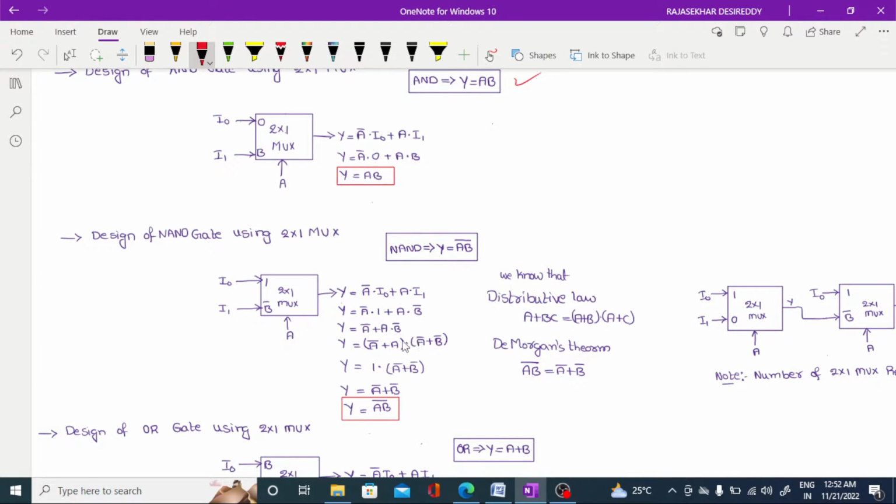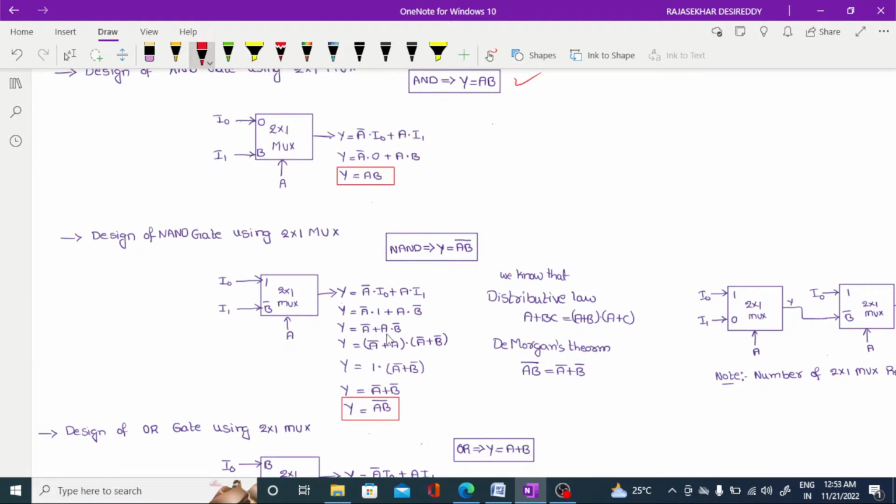Now apply some boolean expression reduction, like we already discussed with this one. So a bar plus a into b bar, here we need to apply the distributive law, a plus bc, which is equal to a plus b into a plus c.